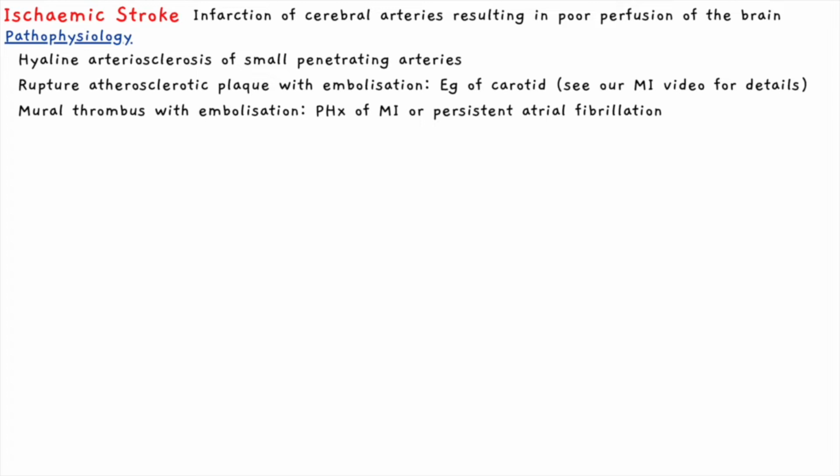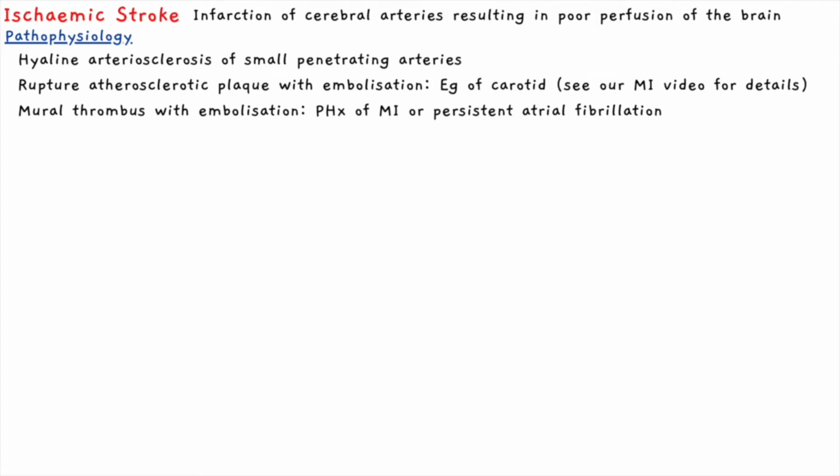But large arteries can also be affected. For example, if there's a rupture of atherosclerotic plaque with embolization, this can result in a stroke, for example, atherosclerosis of the carotid arteries. If you want to learn more about how an atherosclerotic plaque forms and why it ruptures, please see our myocardial infarction video for more detail.